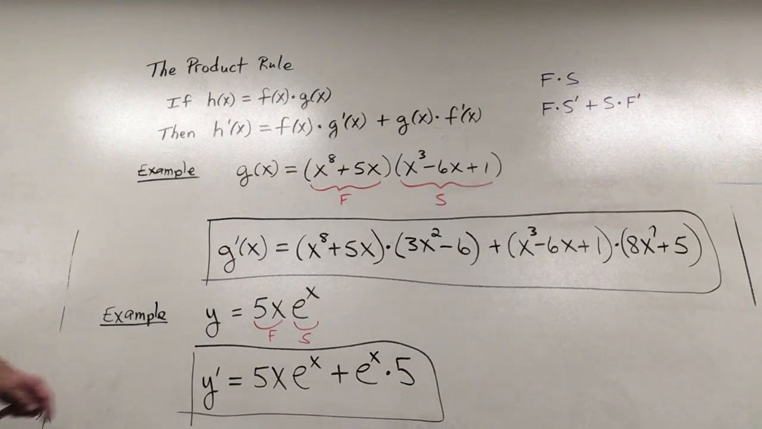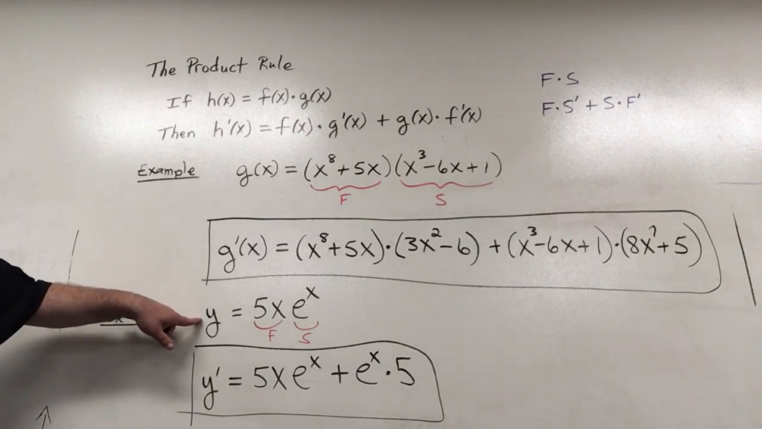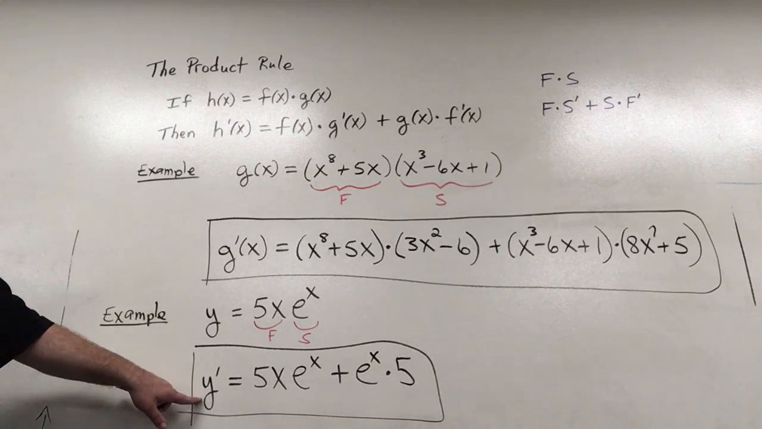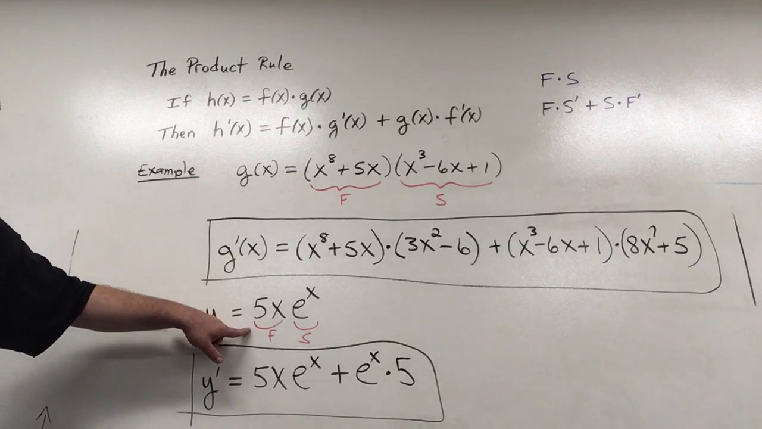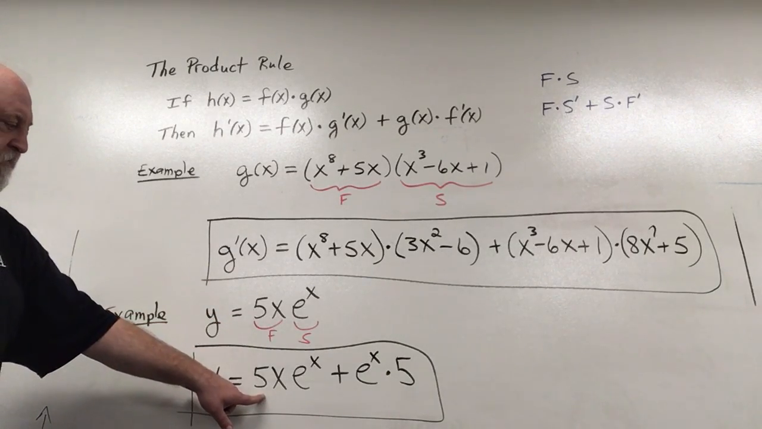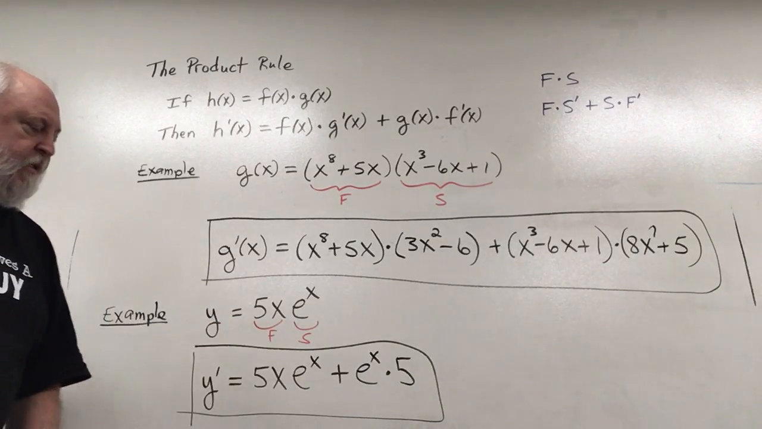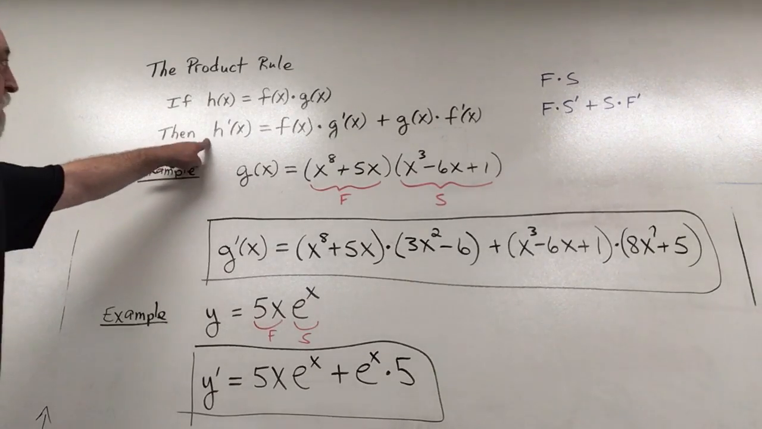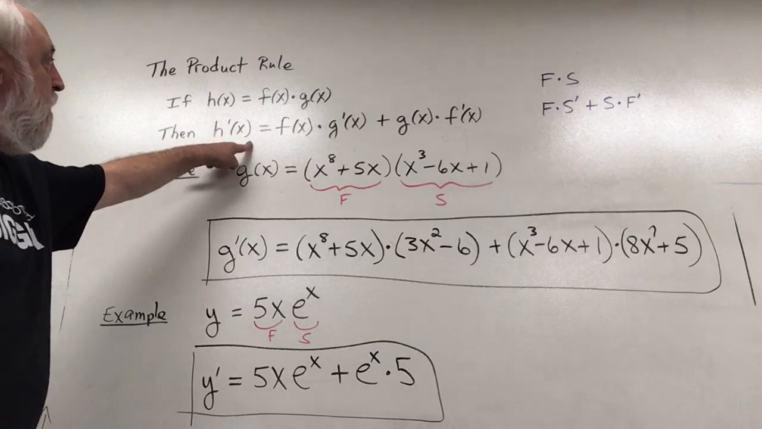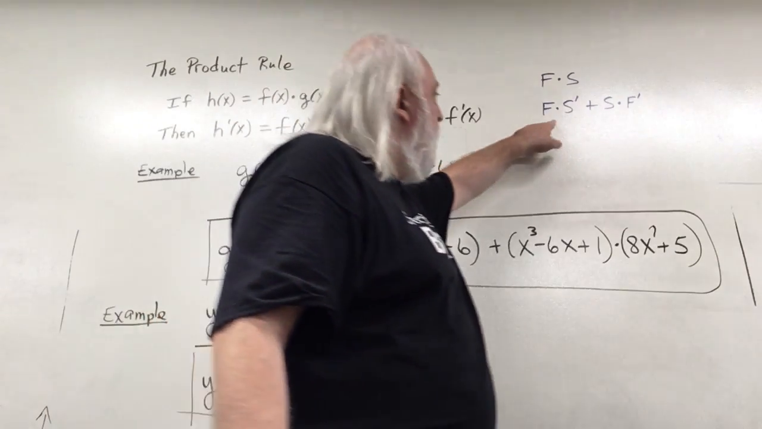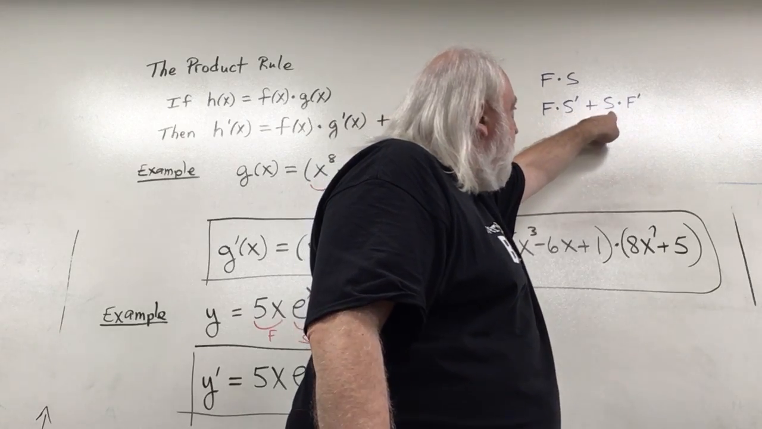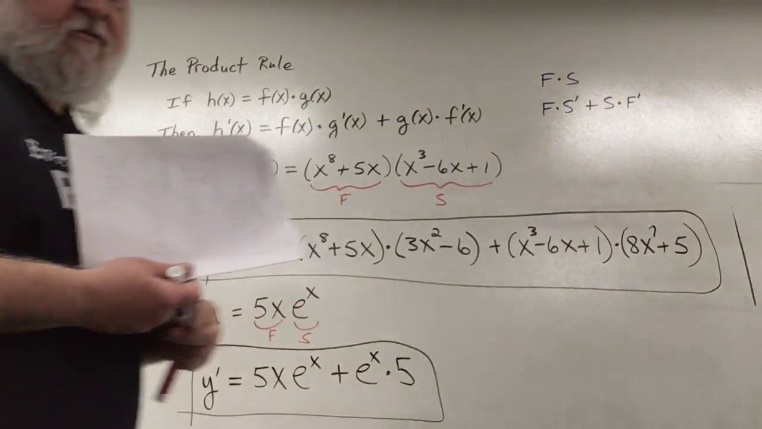So, the derivative of y equals 5x e to the x. Right? We denote the derivative of y with y prime, and the derivative of 5x e to the x is 5x e to the x plus e to the x times 5. Okay? So we're just using this first form of the product rule, okay, over and over again. First function times the derivative of the second function plus the second function times the derivative of the first function.